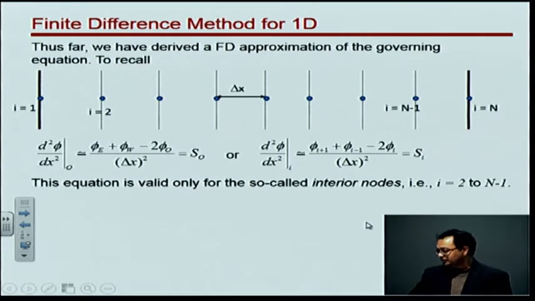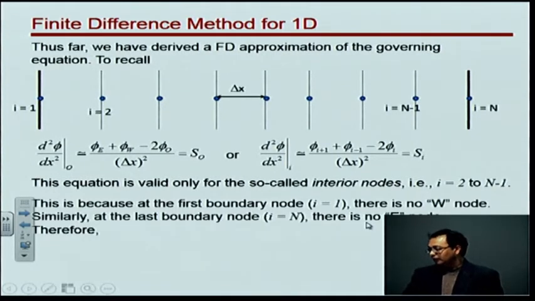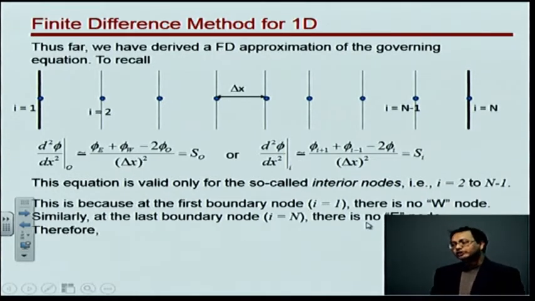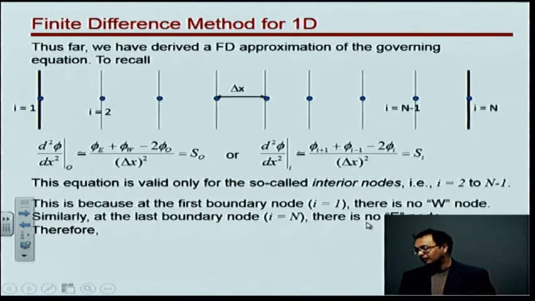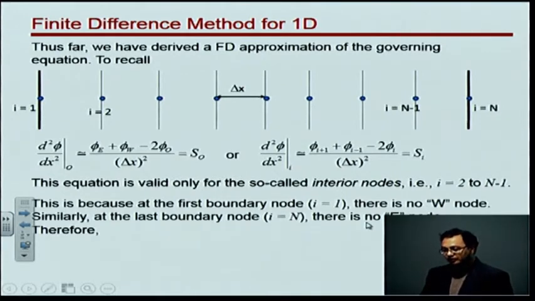I just mentioned that those nodes are called interior nodes. They're not on the boundary, they're interior to the computational domain, 2 to n minus 1. We cannot apply the same equation for the boundary nodes, and obviously there are two reasons. First of all, if you want to develop an equation for a boundary node, you must use the boundary conditions somehow. Otherwise, you're trying to solve a PDE without using boundary conditions, and that's not going to work. So somehow the boundary condition has to come in.